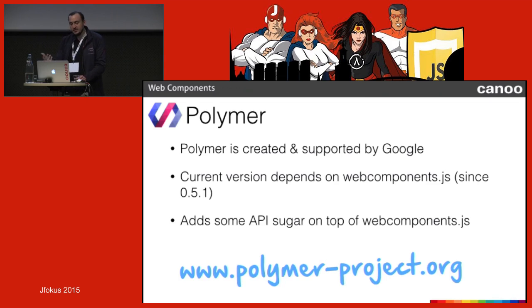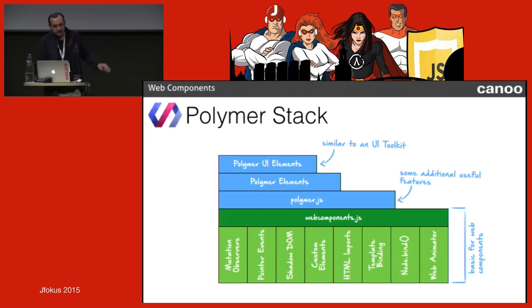And what Polymer does is add some additional APIs on top of the web components JS, like some additional functions or features, and they have some UI elements and tools too that we will see later.